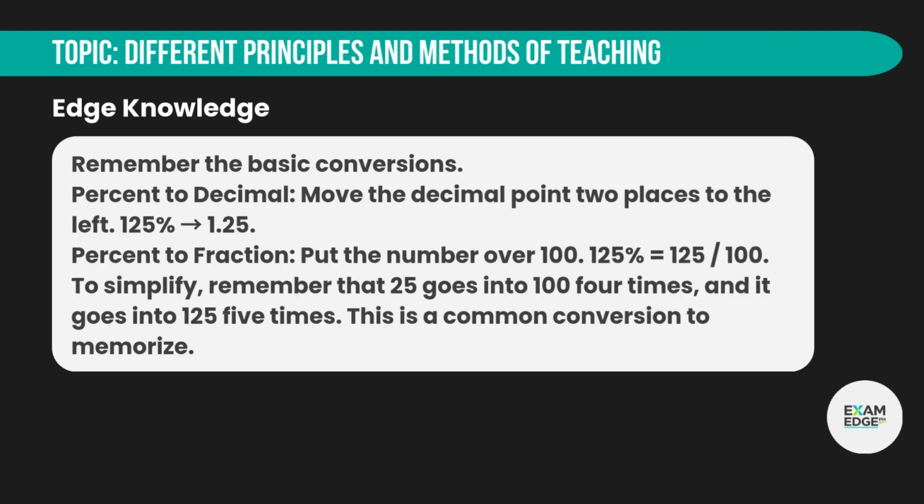Edge knowledge. Remember the basic conversions. Percent to decimal: move the decimal point 2 places to the left. 125%, then 1.25. Percent to fraction: put the number over 100. 125% equals 125 over 100. To simplify, remember that 25 goes into 100 4 times, and it goes into 125 5 times. This is a common conversion to memorize.